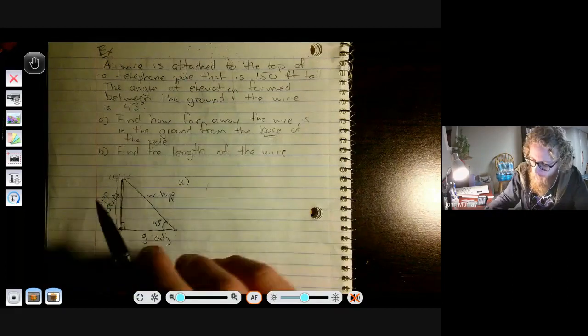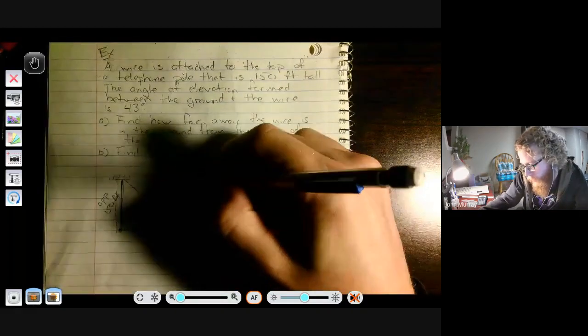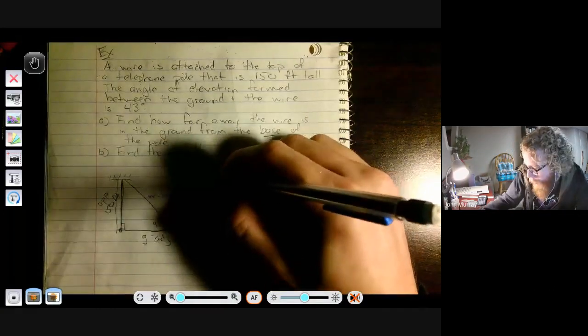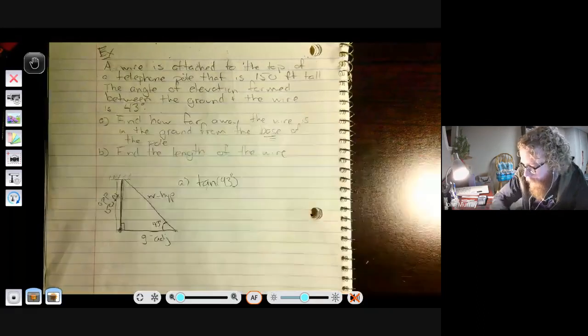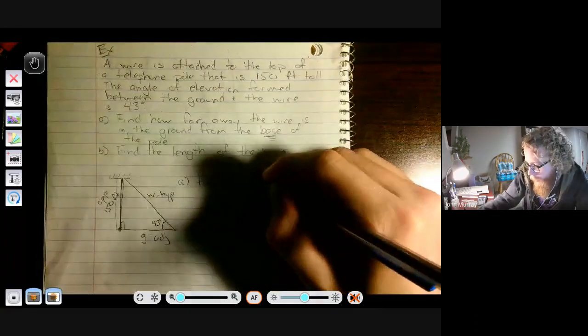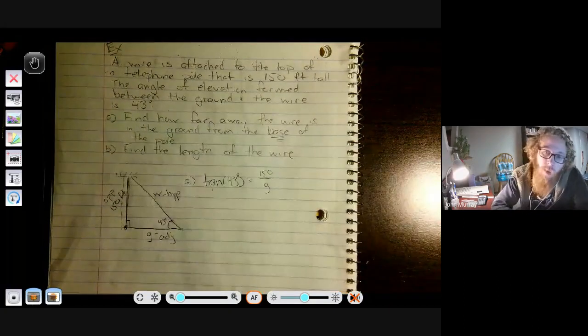So if I'm looking for the ground and I know the opposite, we have the adjacent and opposite. That tells us that we're going to use our tangent function. So we're going to take the tangent of 43 degrees. That equals opposite over adjacent. So we have 150 over G.